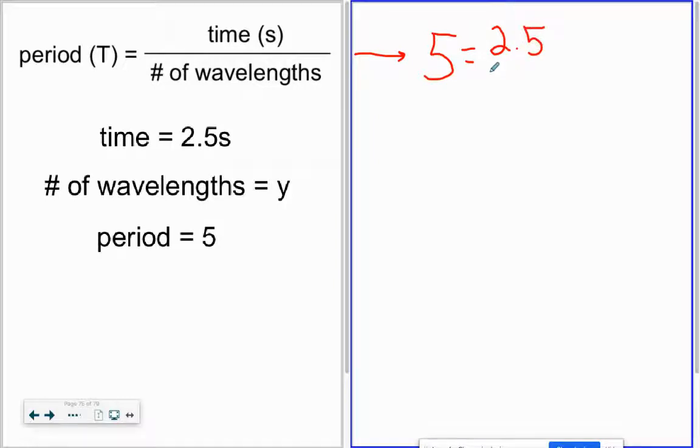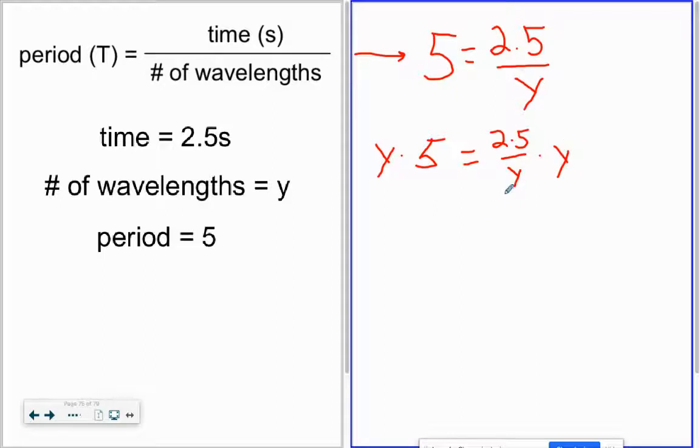2.5 over y, which is the variable that I've chosen for wavelengths. Once I have this set up, I need to try to solve for y because that's the missing number. So what I would do is I would rewrite this y times 5 equals 2.5 over y times y.